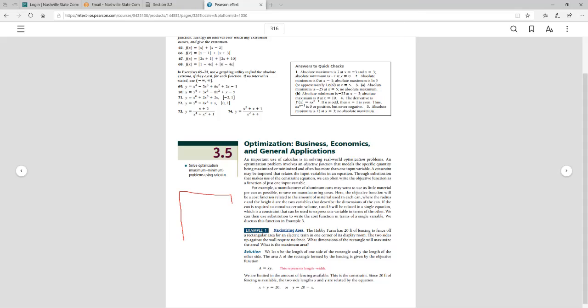Terrible sketch, but here we go. Here we have a room, and we would like to put an electric train in the corner of the room. And let's say we're going to put it here. And it says in the problem that two sides are up against the wall and we don't need fencing. In other words, we do not need any fencing on this part and this part.